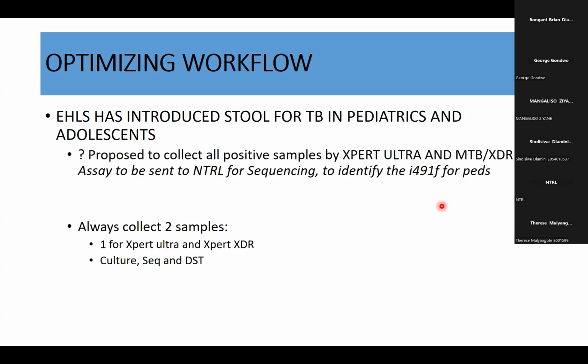Another important thing we are saying to facilities: always collect two samples. GeneXpert is fine, you will do your Ultra, it will say susceptible. Use the very same sample for XDR to check if it is INH resistant. So for you as a clinician, you must be very curious to say, is it not possibly this strain that the sequencing guys are talking about? Hence, it's important that you always bring the other sample for culture, sequencing and drug susceptibility testing.